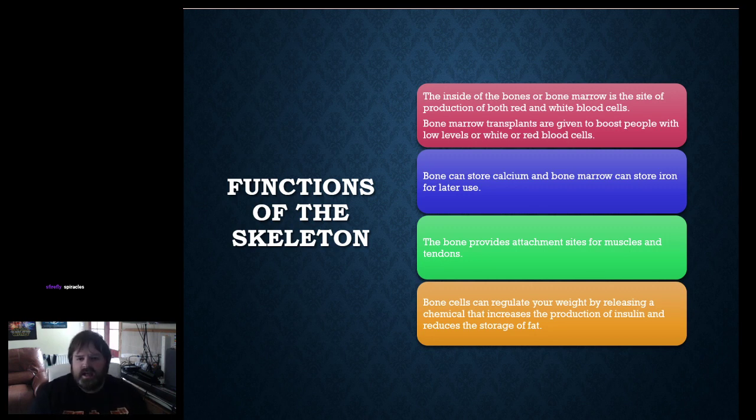Functions of the skeleton. Now, the inside of the bones, or bone marrow, is the site of production of both red and white blood cells. Bone marrow transplants are given to boost people with low levels of white or red blood cells. Your bone marrow is where you produce new red and white blood cells, depending on where in the bone. A lot of your red blood cells, for example, are produced in your ribs.